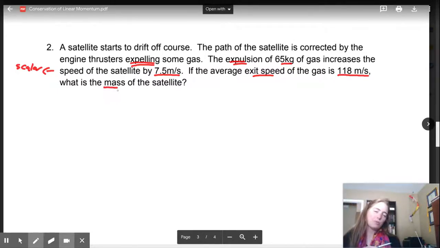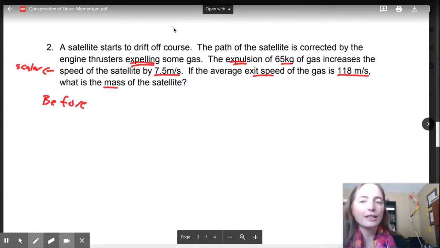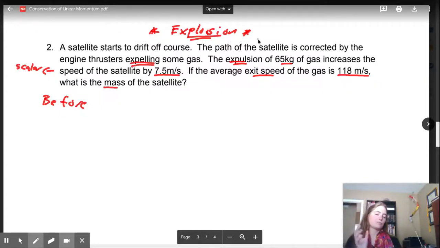Okay. So in this case, we are not going to be worrying about the east-west version of the direction of the satellite. We're still going positive, negative, but not necessarily east-west here. Okay. This, ladies and gentlemen, keyword: expulsion, expelling. This is your explosion. I think I'm going to put an extra I, I'll make that part of the S. Explosion. Example question.